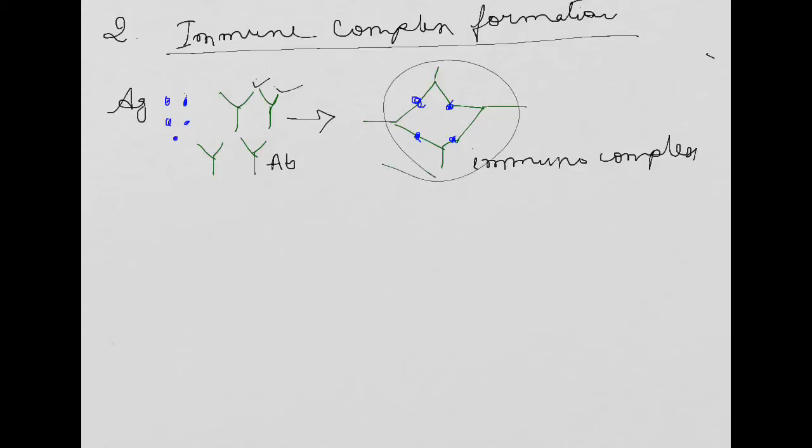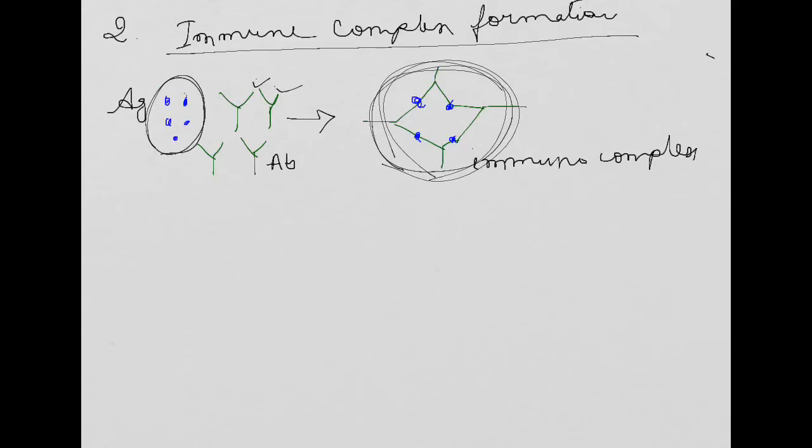This is known as immunocomplex, which is more readily phagocytosed than free antigen. So whenever antibody forms immunocomplex with antigen, a structure like this, they are more readily phagocytosed by various phagocytic cells rather than antigens moving freely in the blood plasma. Okay.